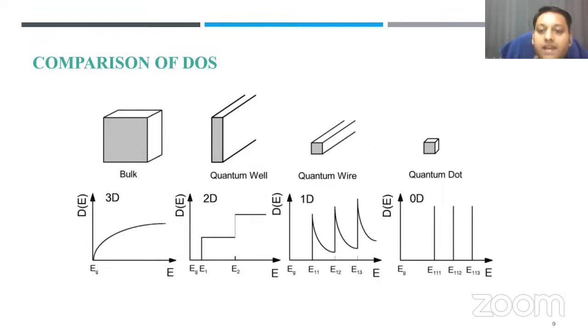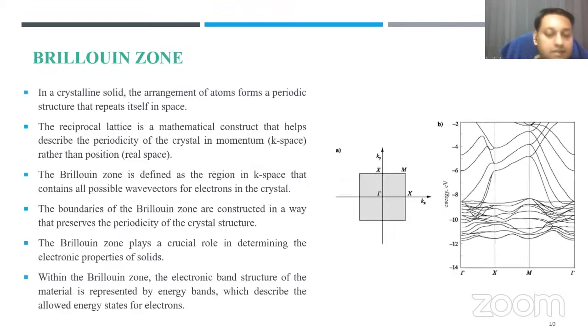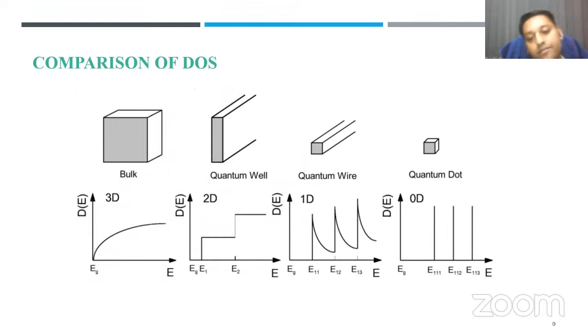Okay, so only the electrons will occupy those particular energy levels. That is the significance. And now the question comes: what is the significance of this? The significance comes to the properties that we see for this material. So the same material in the bulk form will show some property. In the quantum well, it will show a different property.